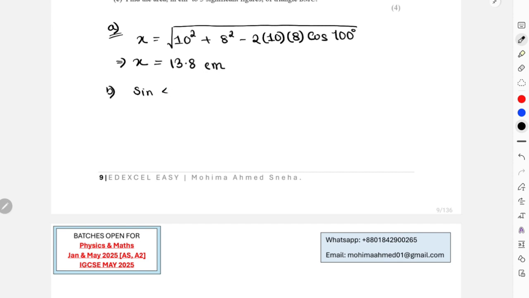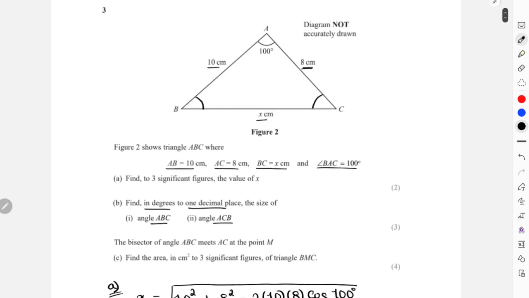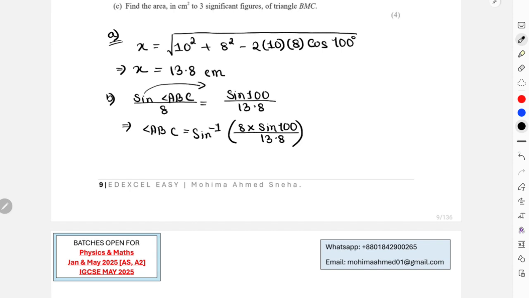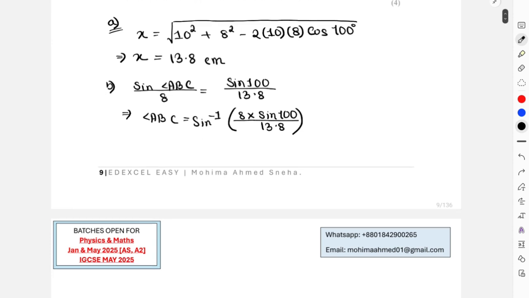So sine angle ABC divided by 8, the opposite side for ABC was 8, right? And then it will be sine 100 divided by this 13.8 we calculated in the previous part. So we just directly make ABC the subject. This turns out to be 8 multiplied with sine 100 divided by 13.8, and everything will be inside a sine inverse function, because when you take this sine to the right hand side, obviously it will become sine inverse. So you have sine inverse of 8 multiplied with sine 100 divided by 13.8, which turns out to be 34.8 degrees. We were supposed to keep our answer in one decimal place, so this is your part 1.